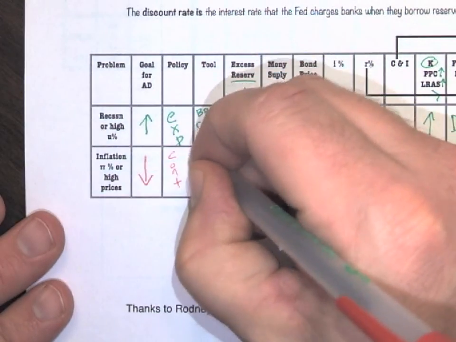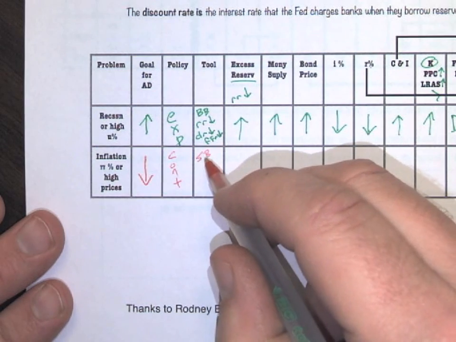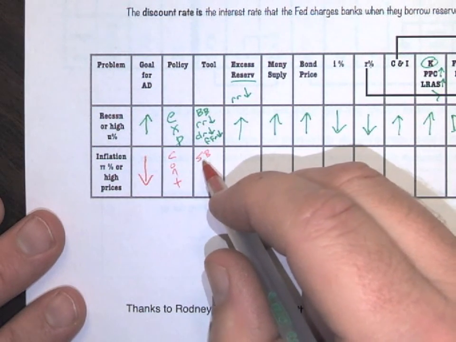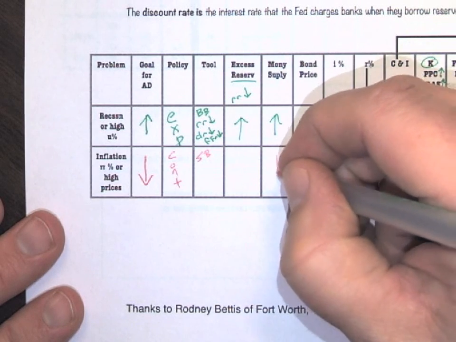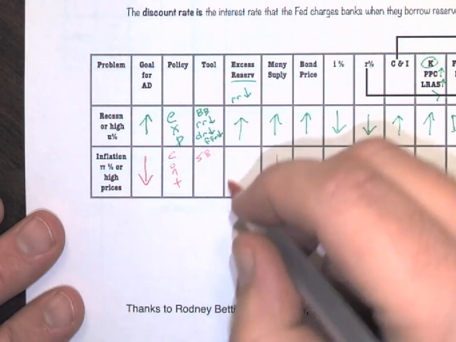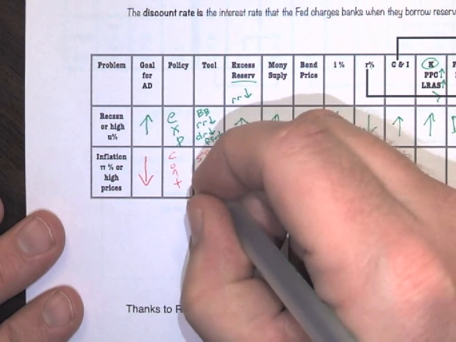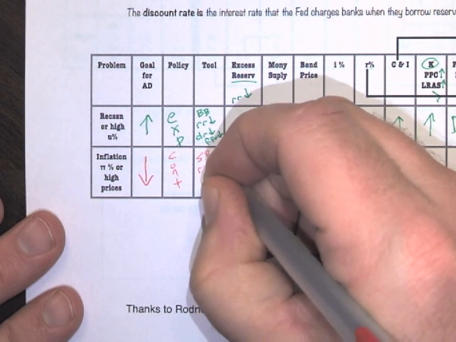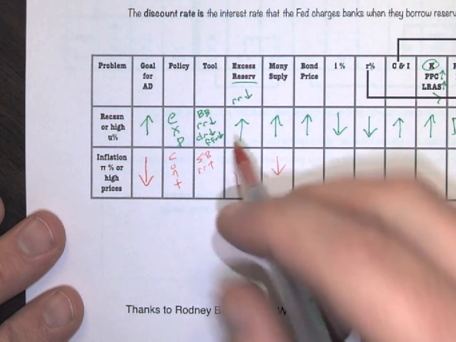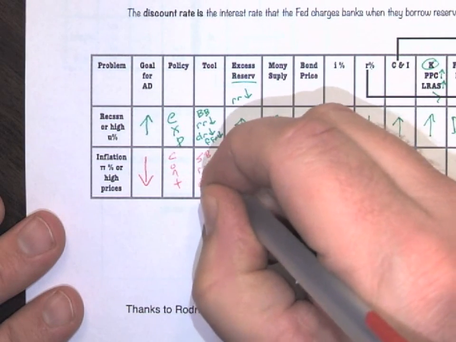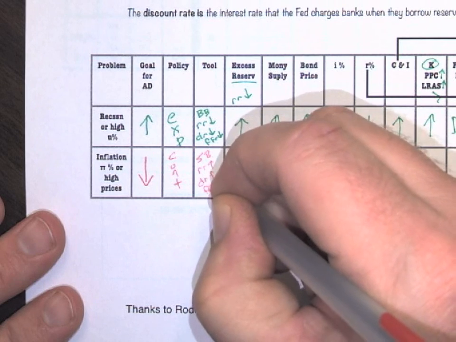So the Federal Reserve Bank can sell bonds to decrease the money supply, and with a smaller money supply, that makes interest rates go up. They can sell bonds, or take the reserve ratio and raise it. That's going to lower excess reserves, so banks can't loan out as much money. I'm going to take the discount rate and raise it, or take the Fed funds rate and raise that.